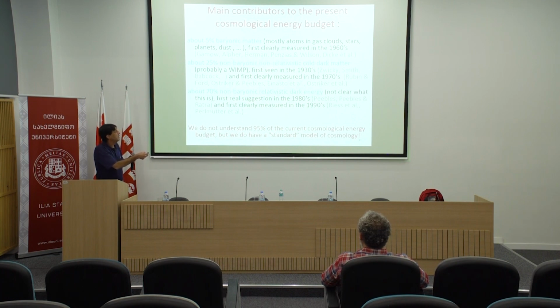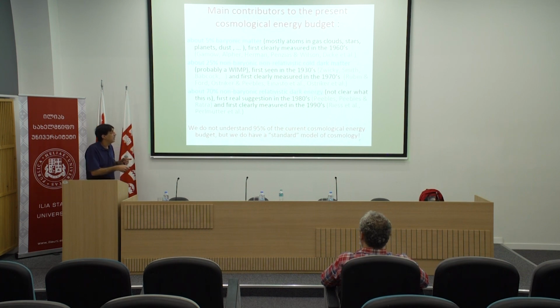In the 1930s, he didn't know that only 5% of the stuff was made up of atoms and molecules. But in the 70s and 80s, people realized that what Zwicky had originally seen was not made up of atoms and molecules. So it's called non-baryonic cold dark matter, and that makes up about 25% of the stuff out there.